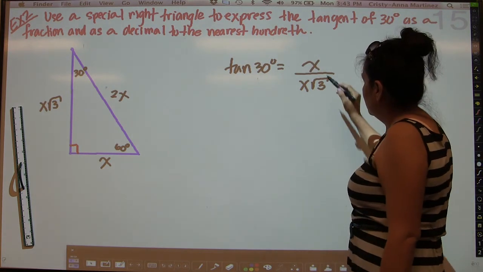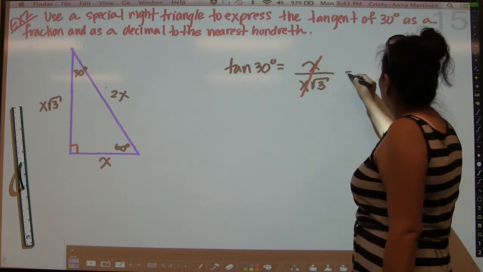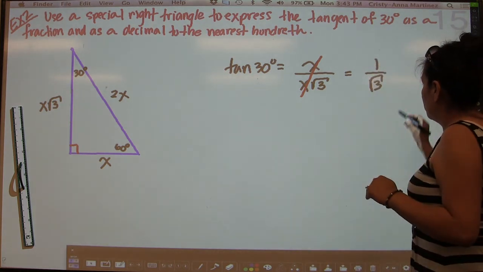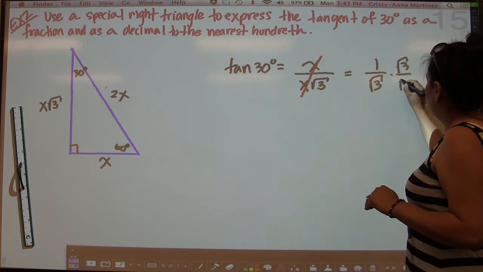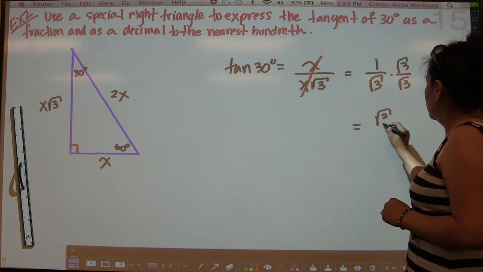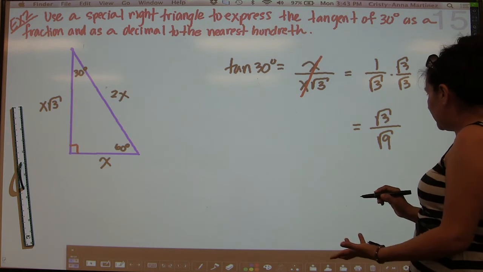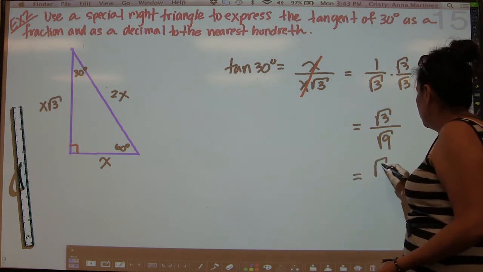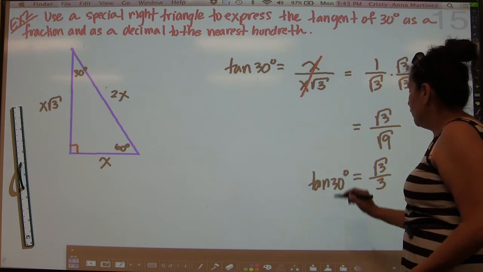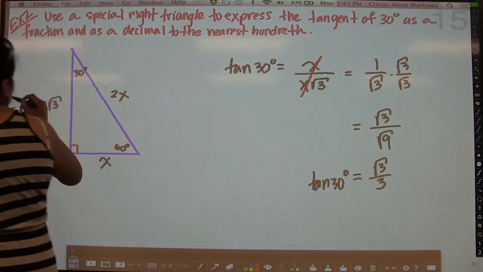Because the x on top and x on the bottom cancel, you end up with 1 over root 3. But of course, it's improper to have a radical on the bottom of a fraction. So to get rid of it, we multiply both top and bottom by root 3. 1 times root 3 is root 3, and on the bottom you get root 9. But the square root of 9 is 3, so you get root 3 over 3. So the tangent of 30 degrees is equal to root 3 over 3. And that's the part that it asked us to express as a fraction.